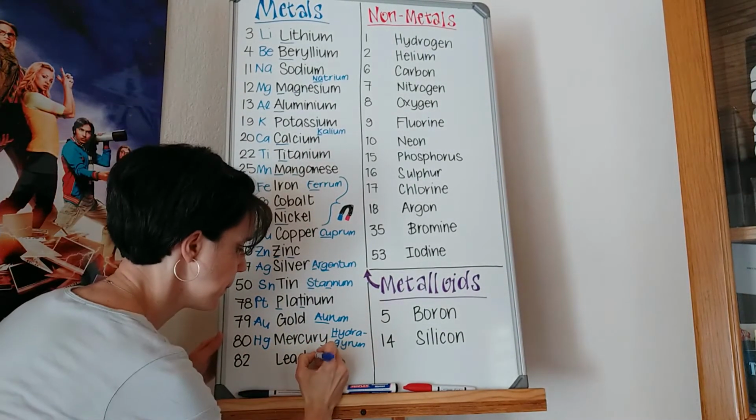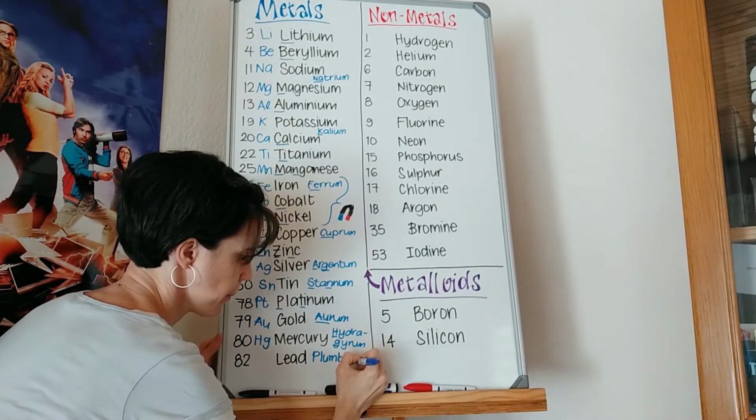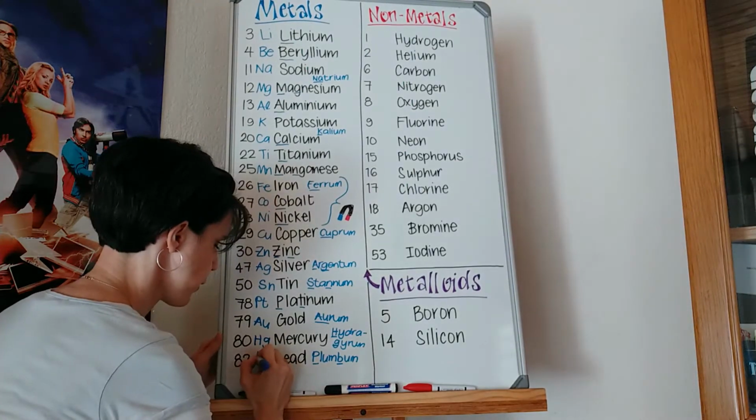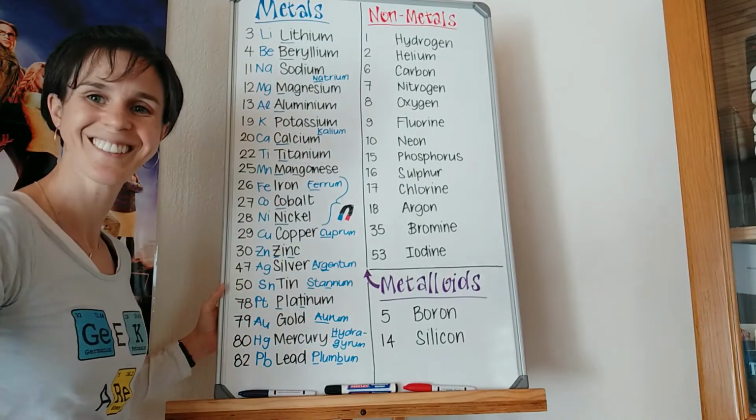Lead comes from plumbum. Fun name to say. Plumbum with P and the B, and so that's where the symbol comes from for lead.